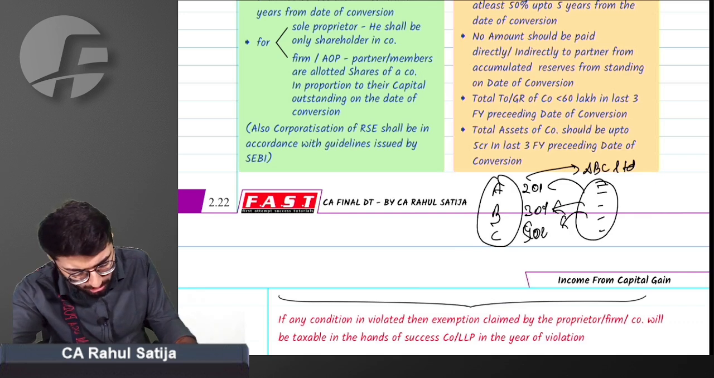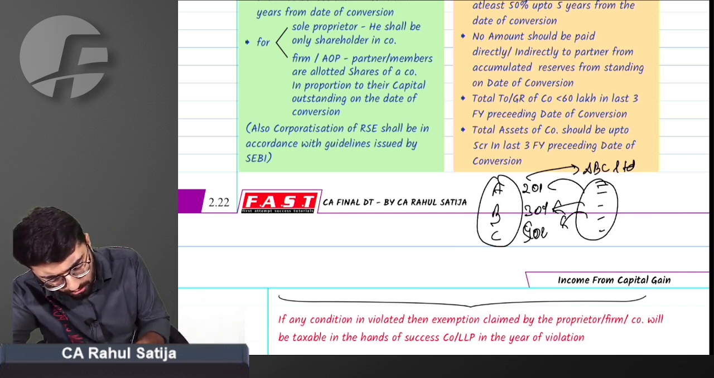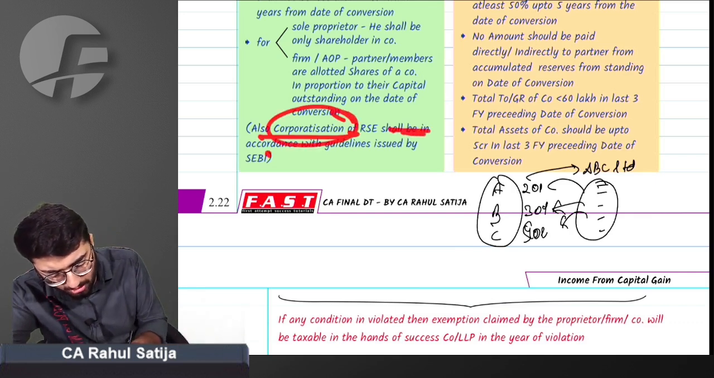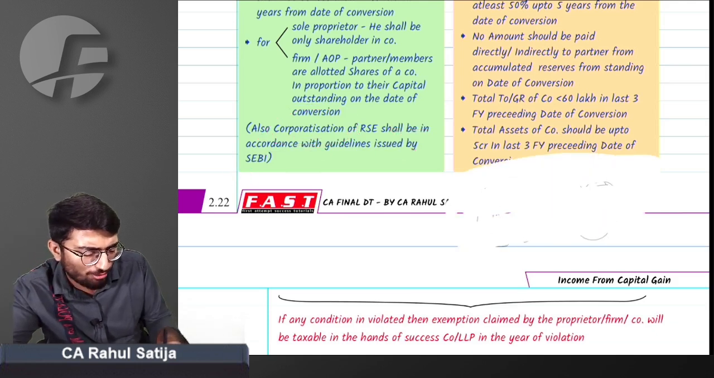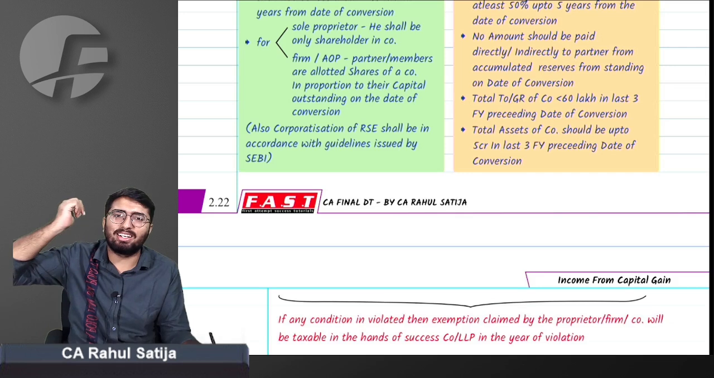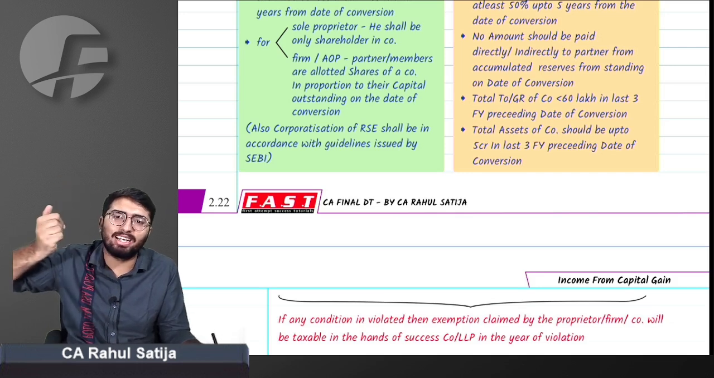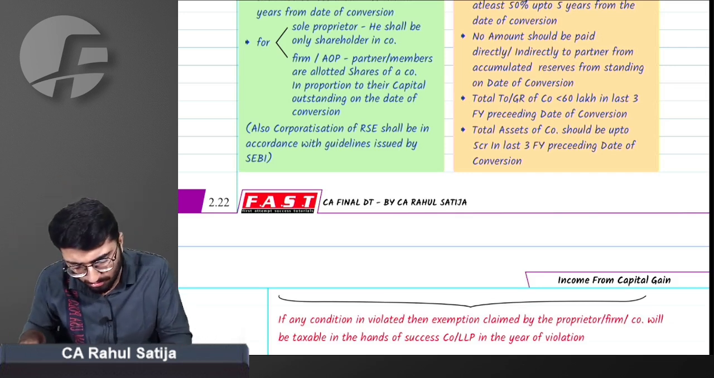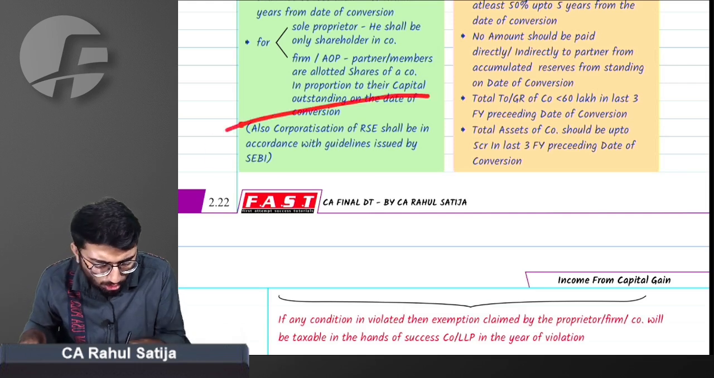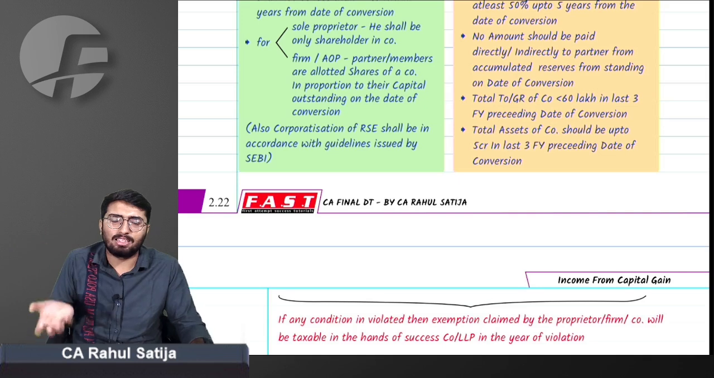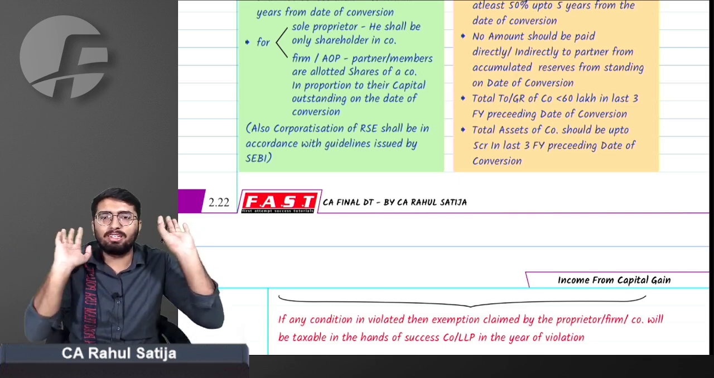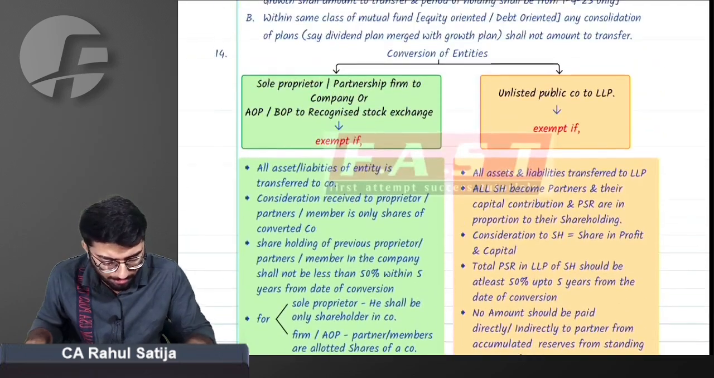Did you get this point or not? Also, corporatization of a recognized stock exchange shall be in accordance with the guidelines issued by SEBI. So it is as simple as it can be. If you are creating a stock exchange, you have to follow the guidelines as per SEBI. This is the basic condition. All these conditions are to be fulfilled. Once fulfilled, the transfer will be an exempt transfer. Conversion of such proprietor into company will be an exempt transfer.